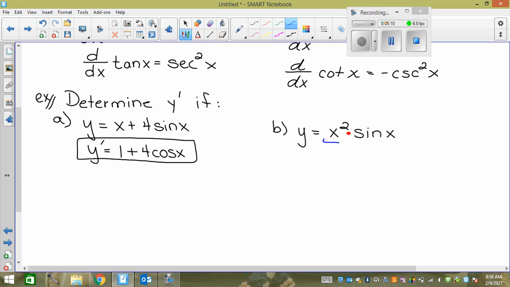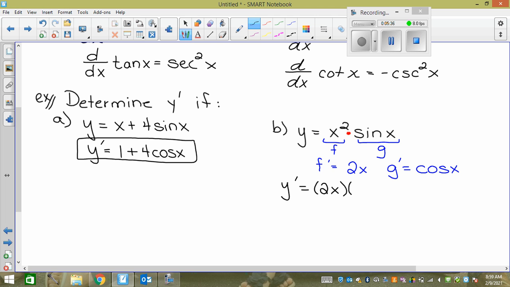So this is f, this is g. f prime is what? 2x. And g prime is cos x. So then you get y prime equals f prime, which is 2x, times g, which is sine x, plus g prime, which is cos x, times f, which is x squared.